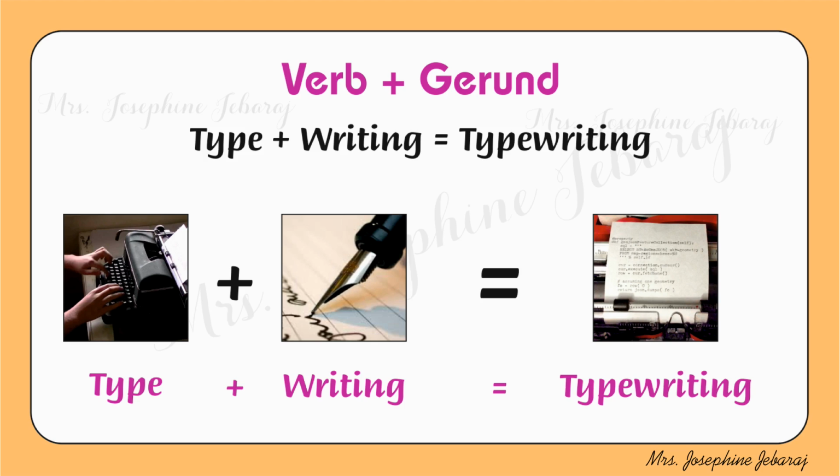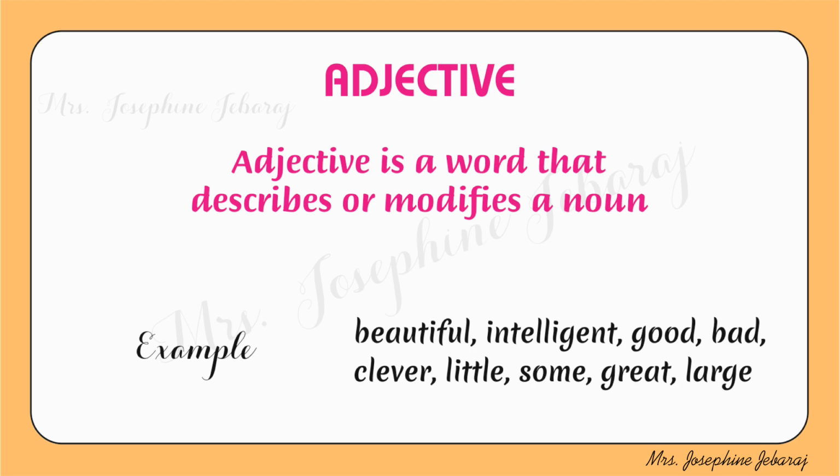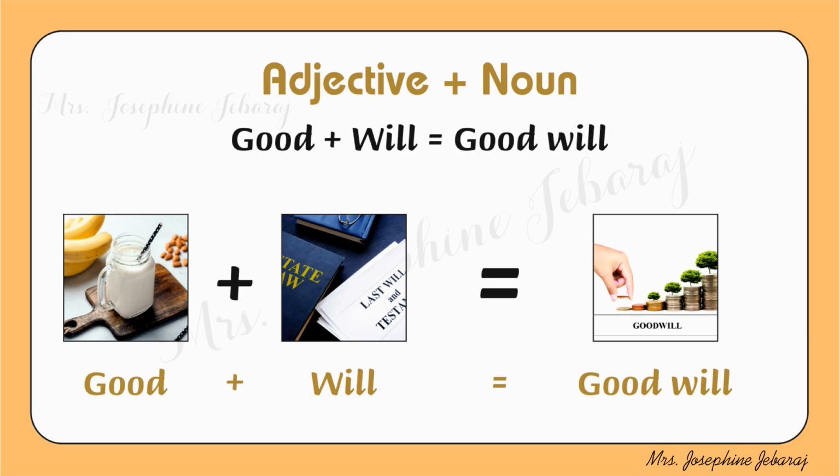Children, so far we have learned the combination of noun and the combinations with verb. Let's now move on with adjectives. Adjective with noun. Now we are writing the adjective first and the noun next. Example: good will, soft wear, gentle man. We know gentle is the quality of a man and man is a noun. So together, gentleman. Hot water, cold coffee.